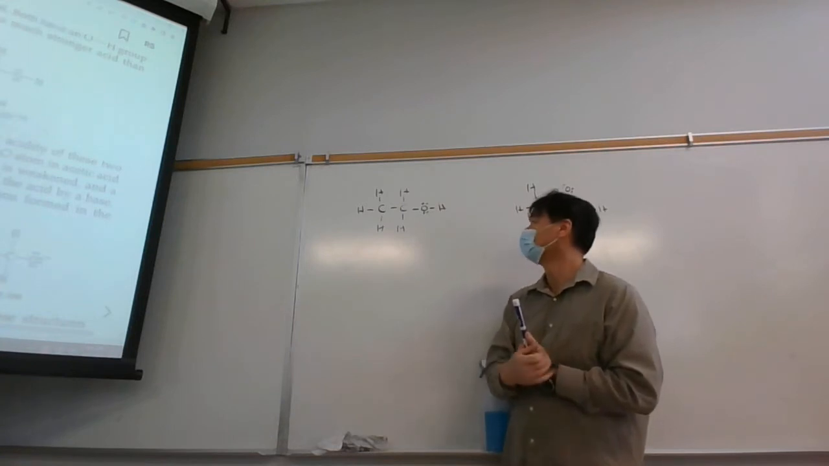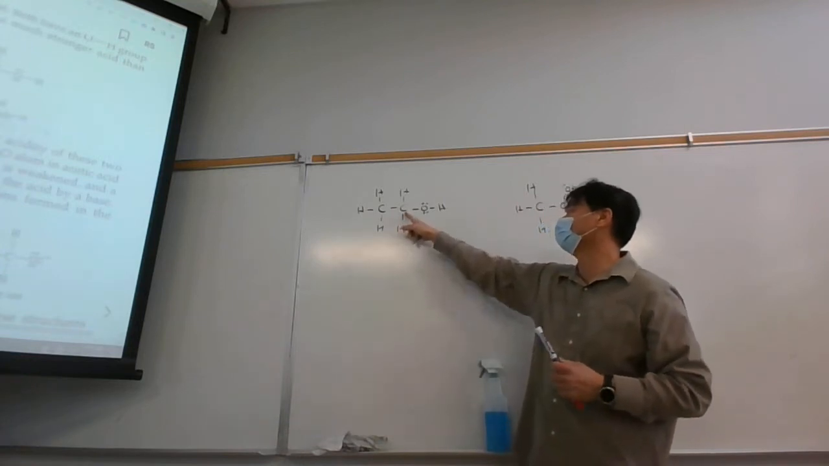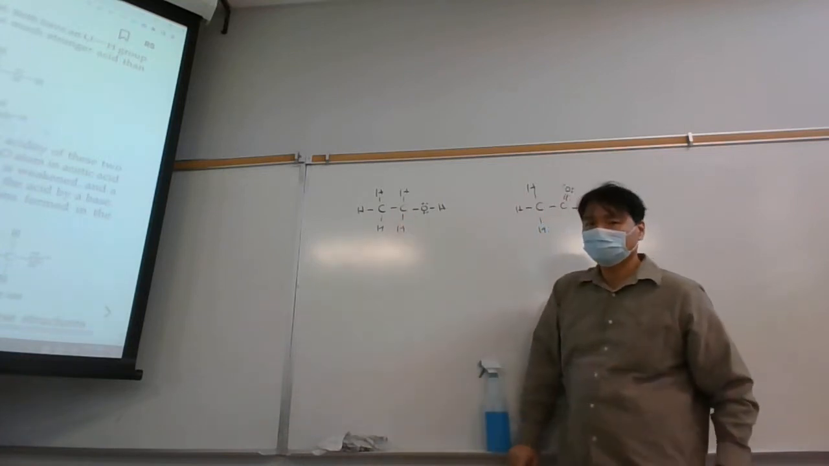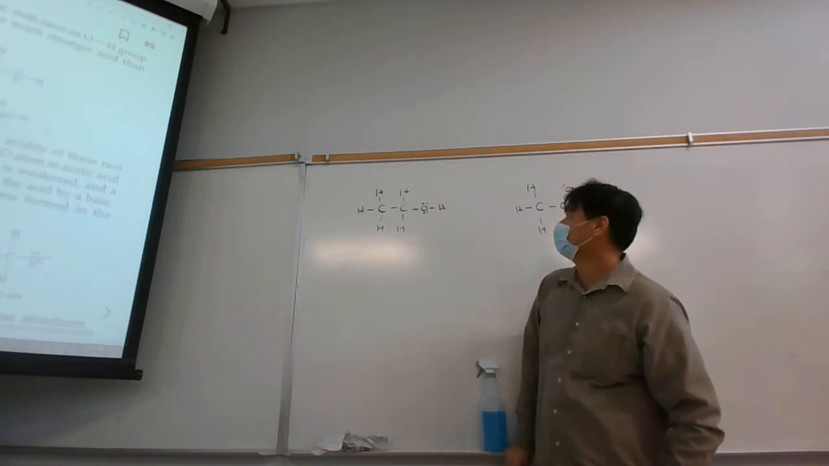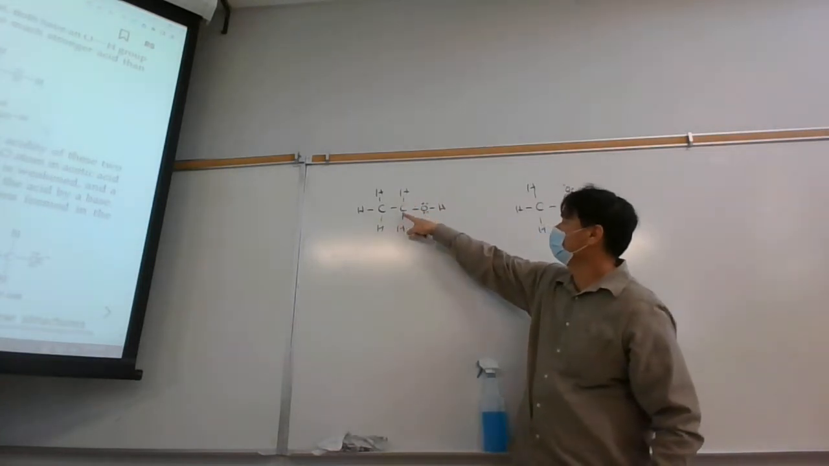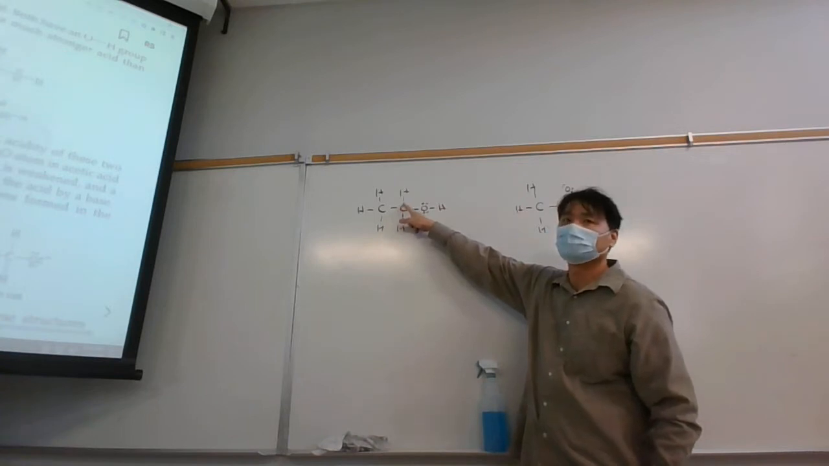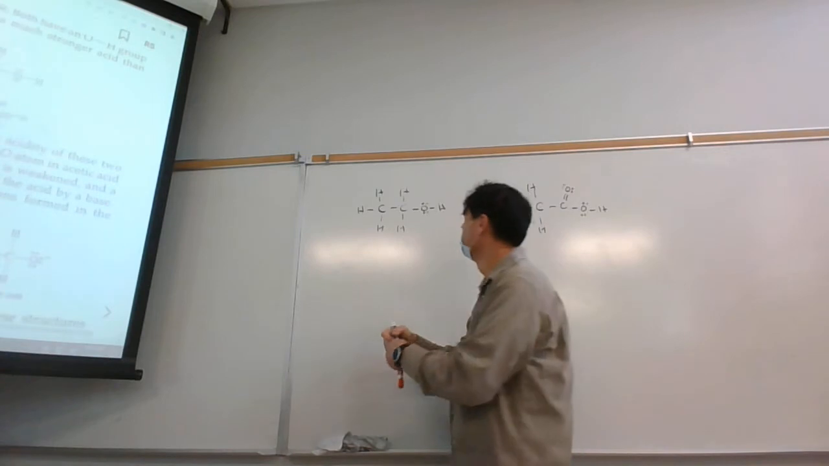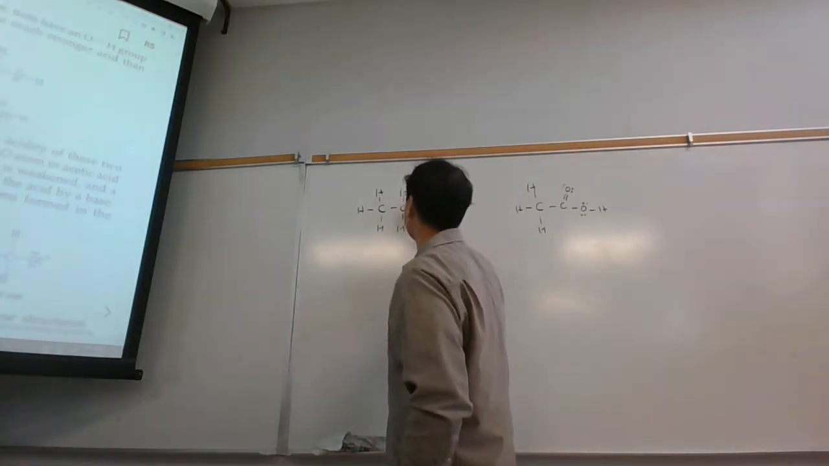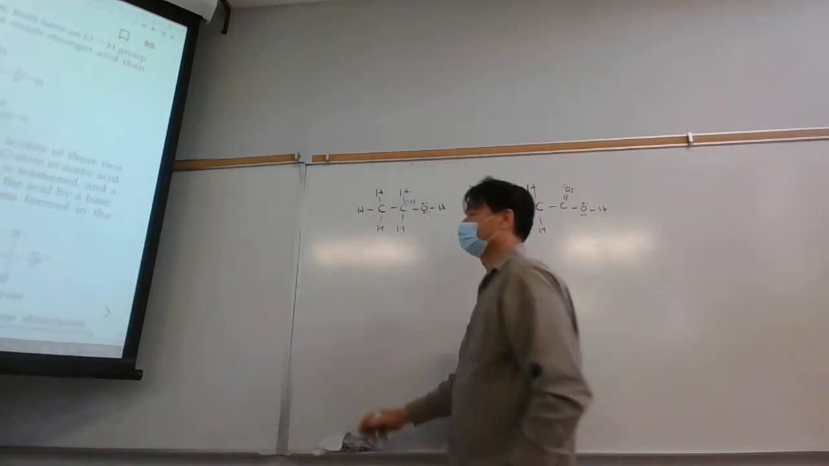On which one? This one. 43. Okay, so I get 2, 4, 0, 1. So 2, 4, 5. So it would be minus 1. It has 1 extra electron.